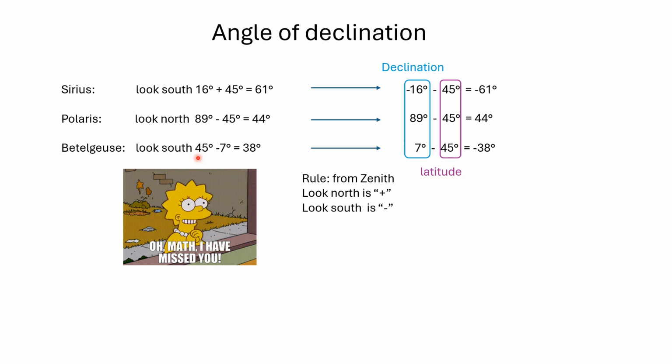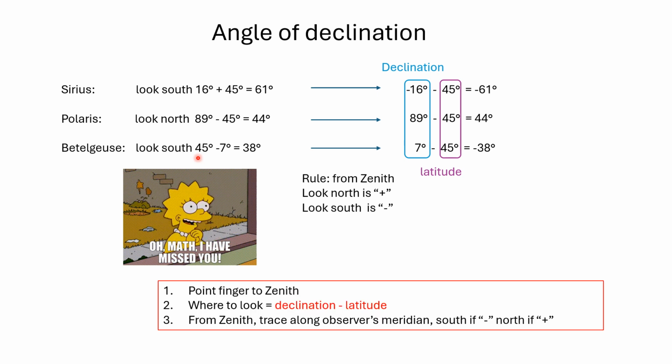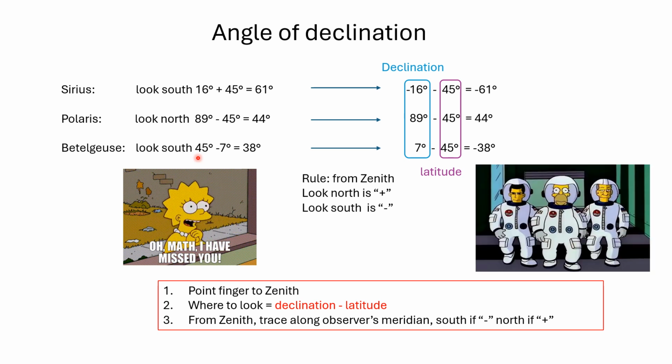It's consistent. Now we have a procedure. We start by pointing a finger to the zenith point and use declination to subtract latitude. And then from the zenith, trace along the observer's meridian. Go south if it's negative, north if it's positive. And now we can tell the direction and where Homer should go.